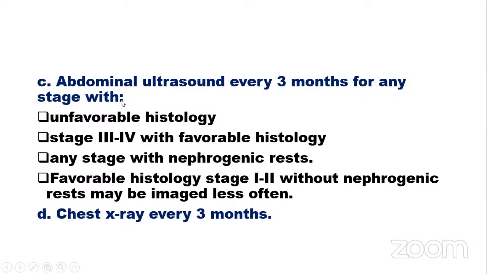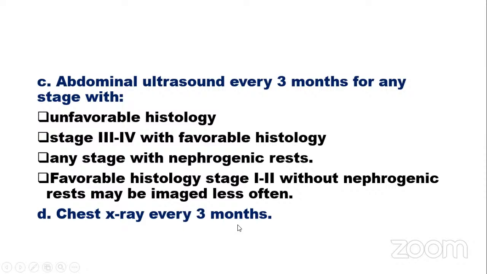This applies to any stage with unfavorable histology, or stage 3 to 4 with favorable histology, or any stage with nephrogenic rest. Patients with favorable histology, stage 1 and 2 without nephrogenic rest may be imaged less often. So these are the patients who might need ultrasound every 3 months. And also we will do chest X-ray every 3 months.